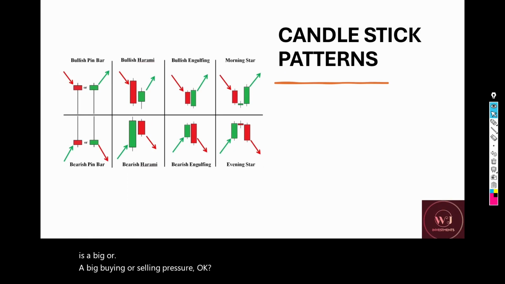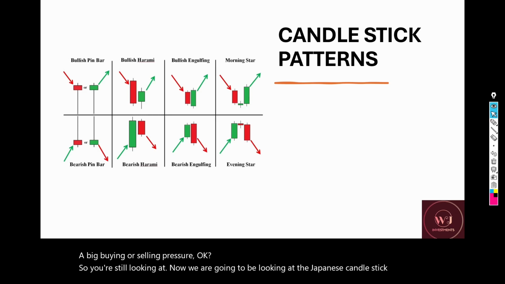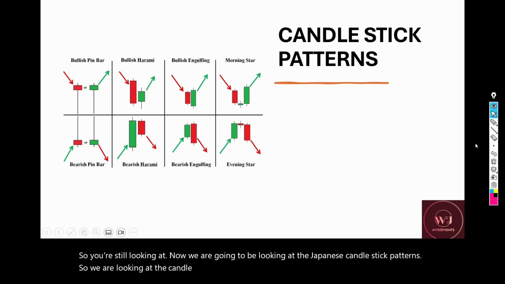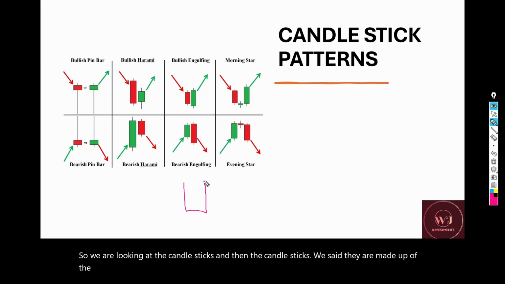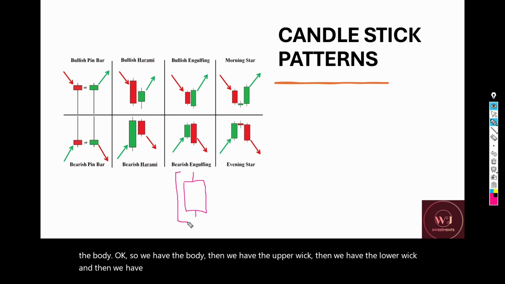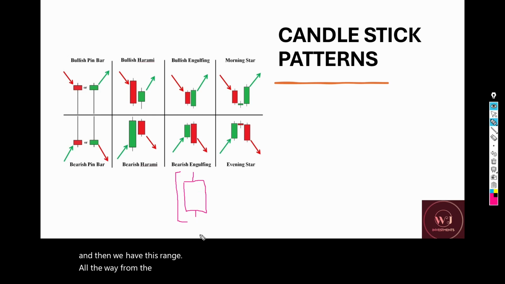So we are still looking at, now we are going to be looking at the Japanese candlestick patterns. So we are looking at the candlesticks, and we said they are made up of the body. Okay, so we have the body, then we have the upper wick, then we have the lower wick, and then we have this range all the way from the upper to the lower wicks.